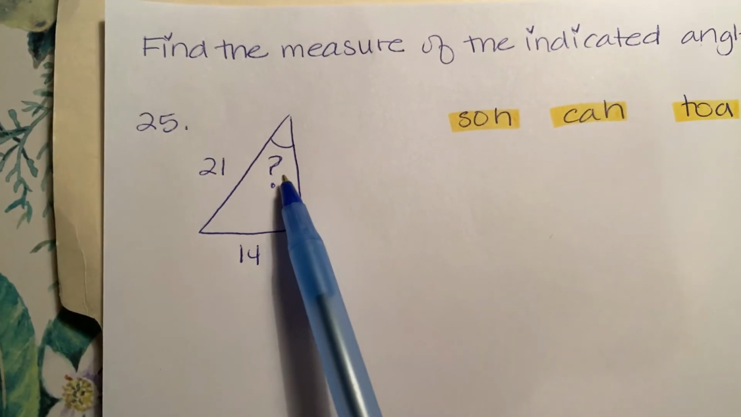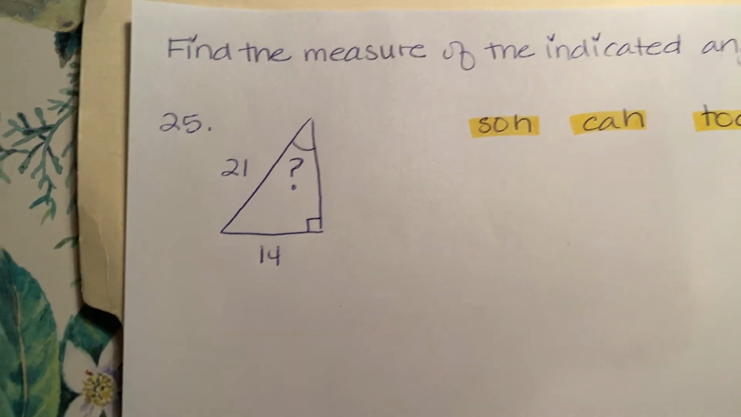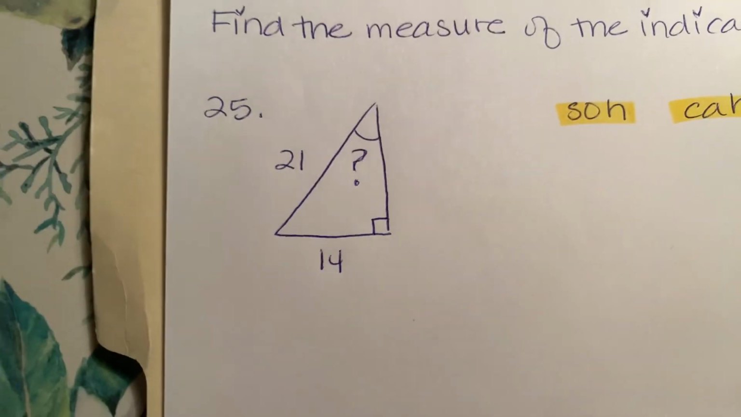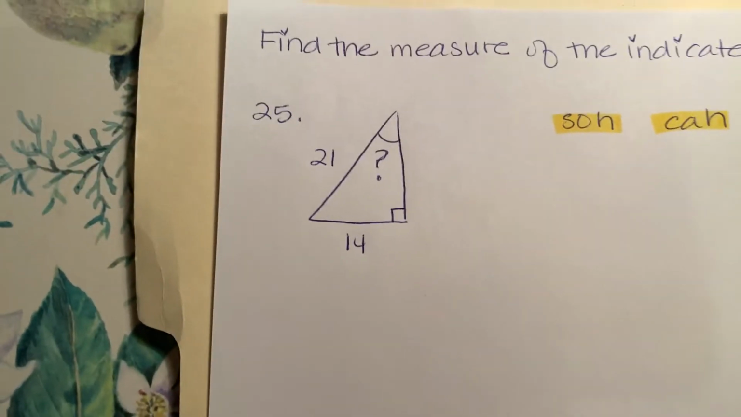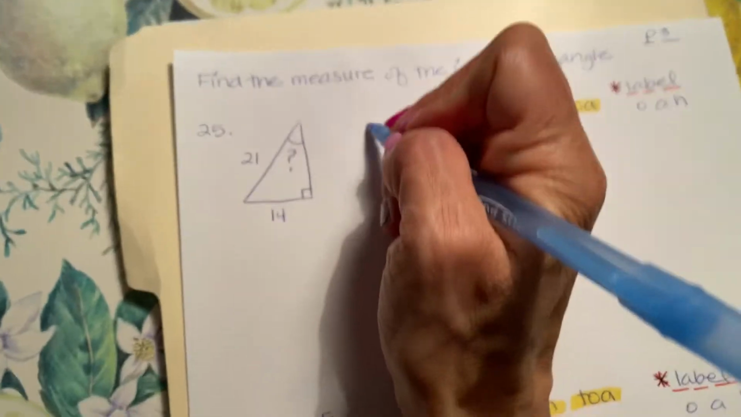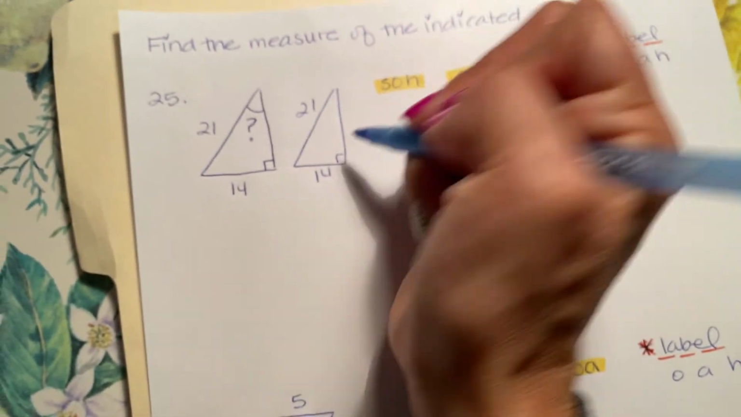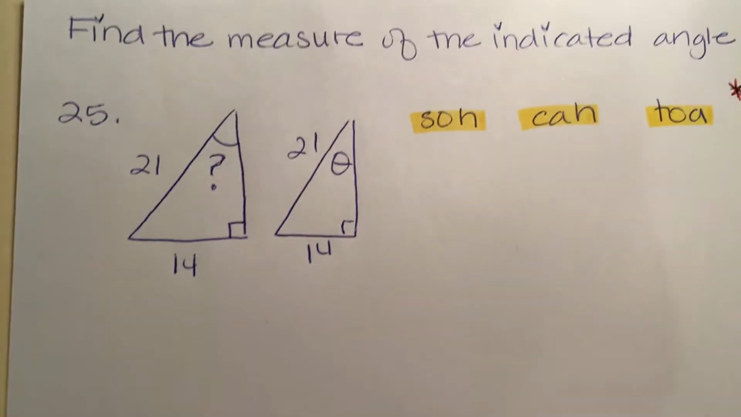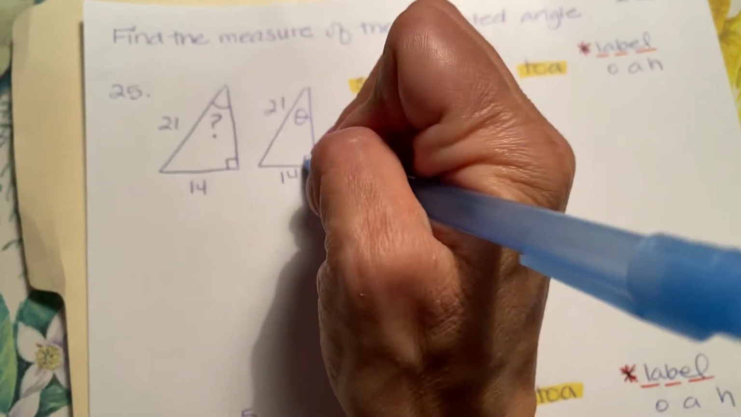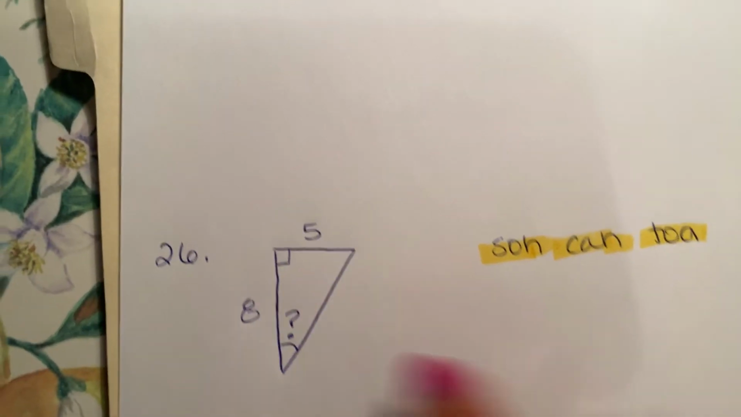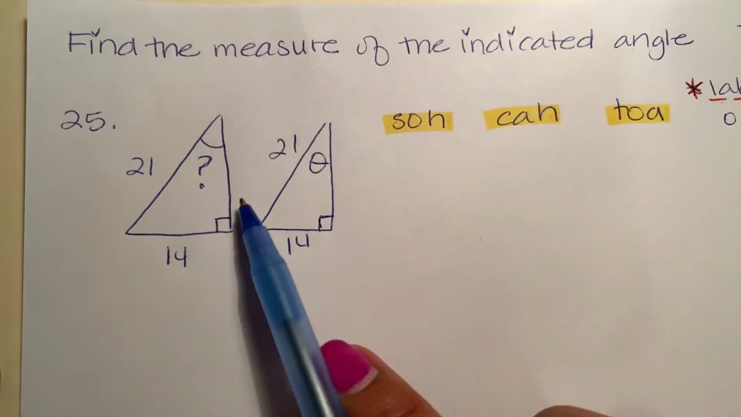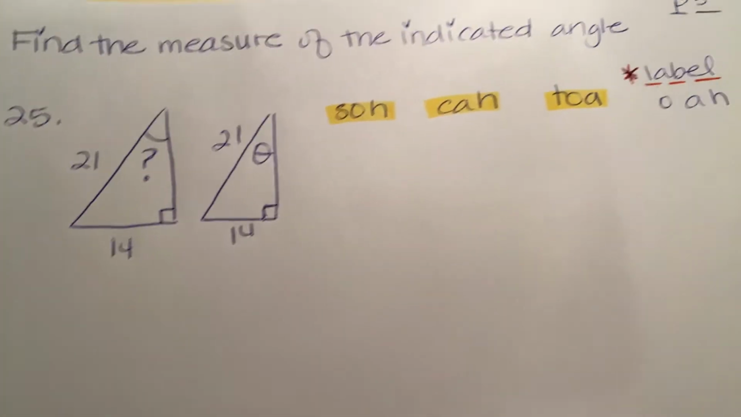This worksheet gave you a question mark. I just don't like it. The question mark is not ideal. So usually they'll give you an X or a theta. I'm going to redraw it, 21, 14. Let me do theta here, and then I'll try to remember to make the next one an X, because the question mark is just not cute.